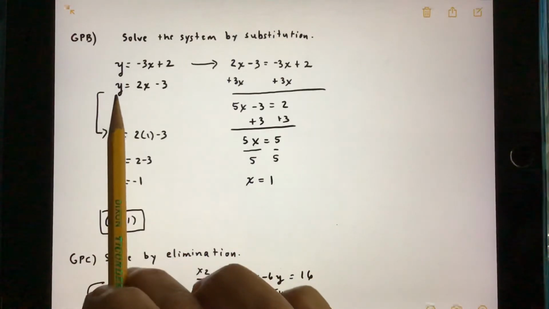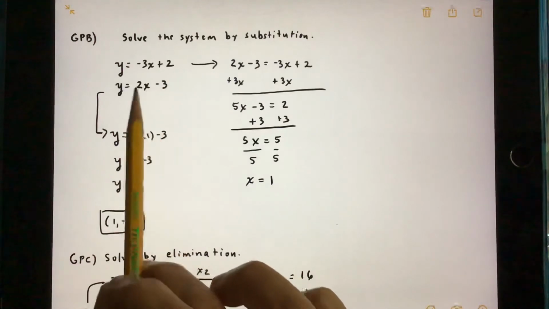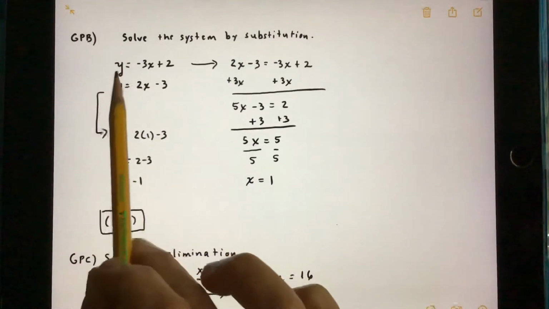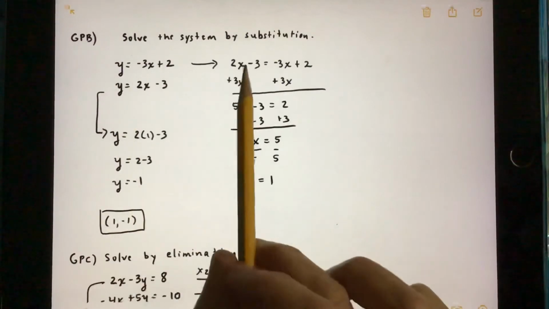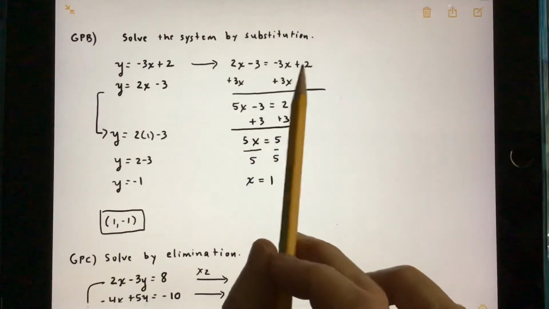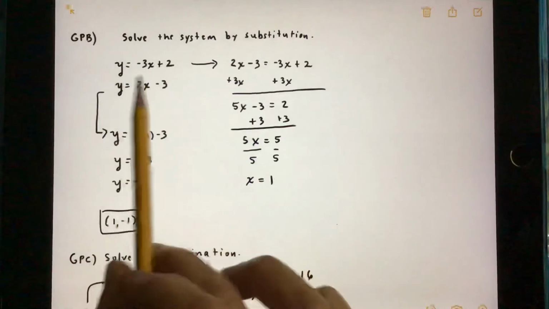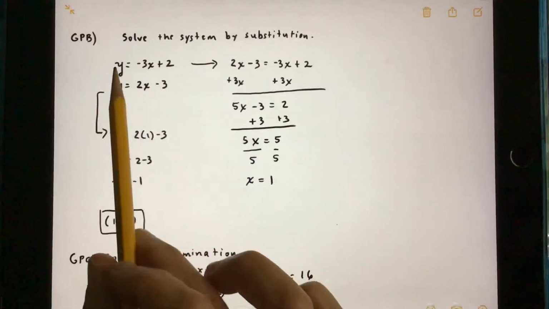I'm told in the second equation that y is 2x minus 3, so I'm just going to take this 2x minus 3 and put it up in place of this y because I know it is the same thing as y. So 2x minus 3 equals negative 3x plus 2. I'm just rewriting this top equation, putting 2x minus 3 in for this y.